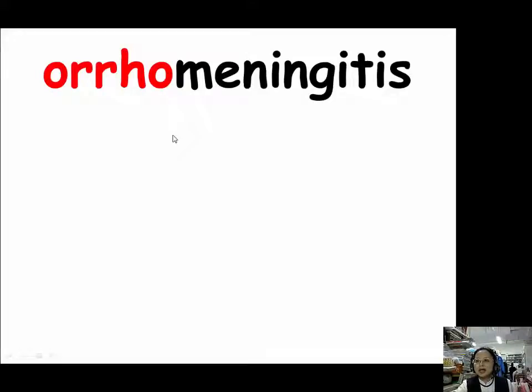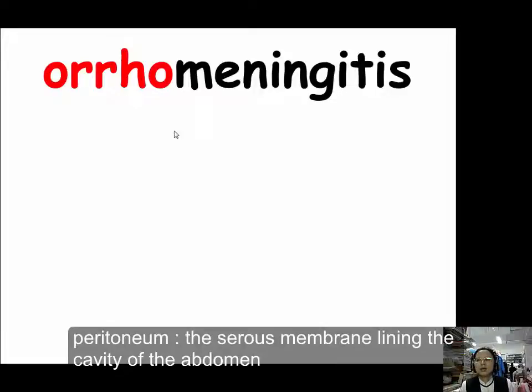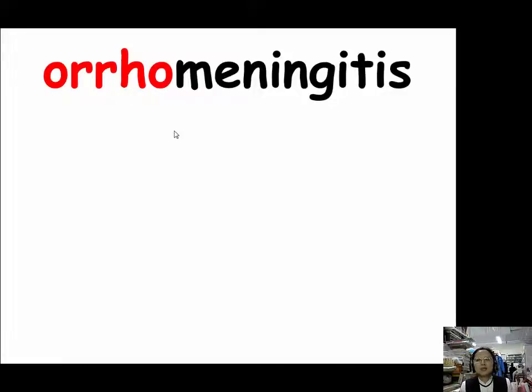Our example for ORRHO is orrhomeningitis. Orrhomeningitis is an inflammation of serous membranes, like those membranes around our heart, the pericardium or peritoneum. When those membranes have inflammation, it's called orrhomeningitis, but this term is not used frequently. And I can't find a picture for it.